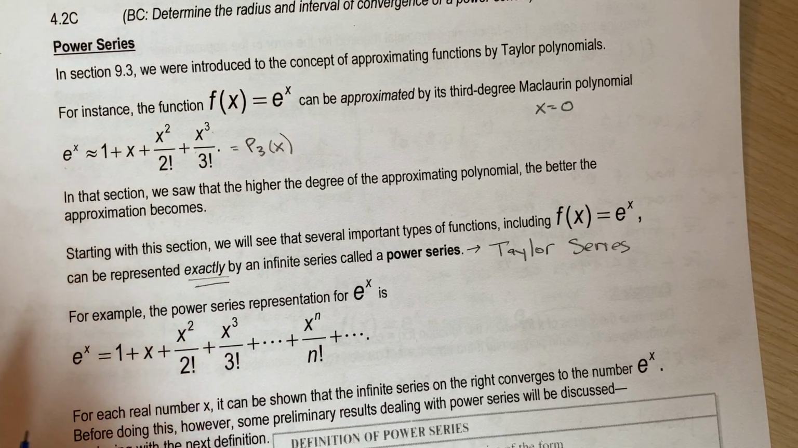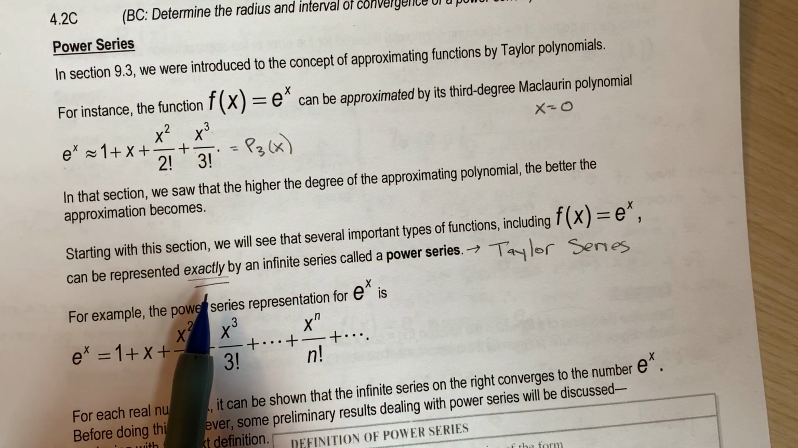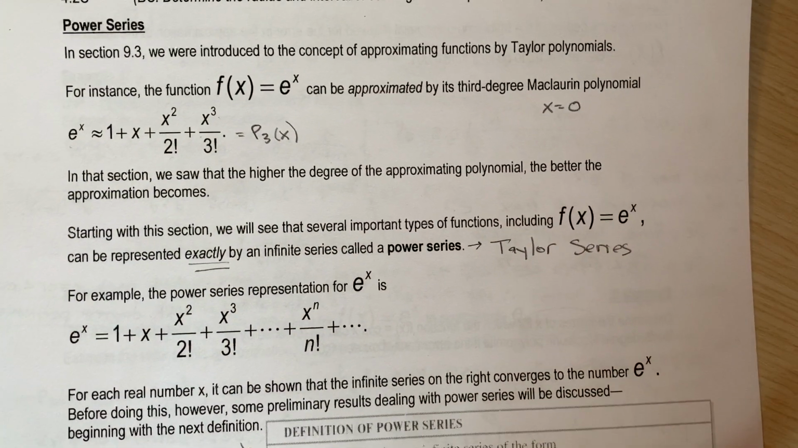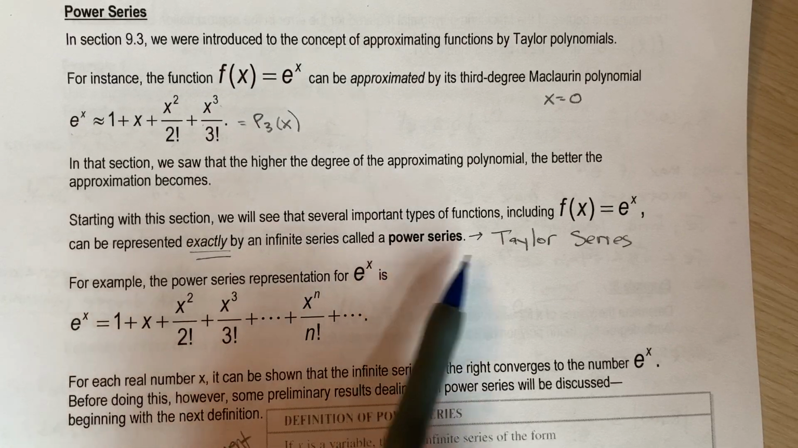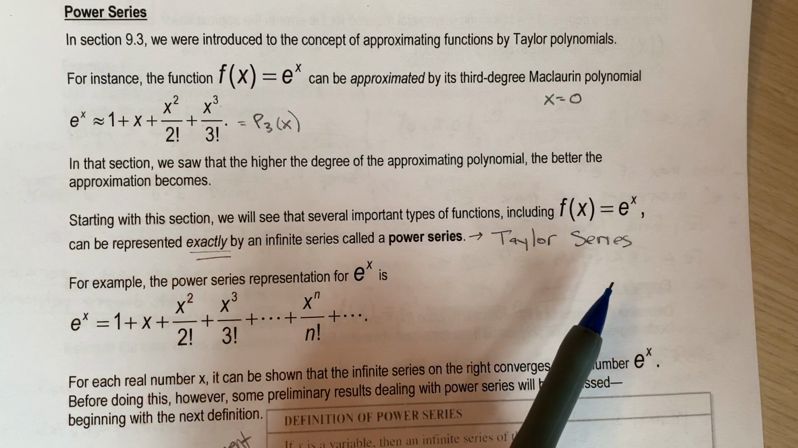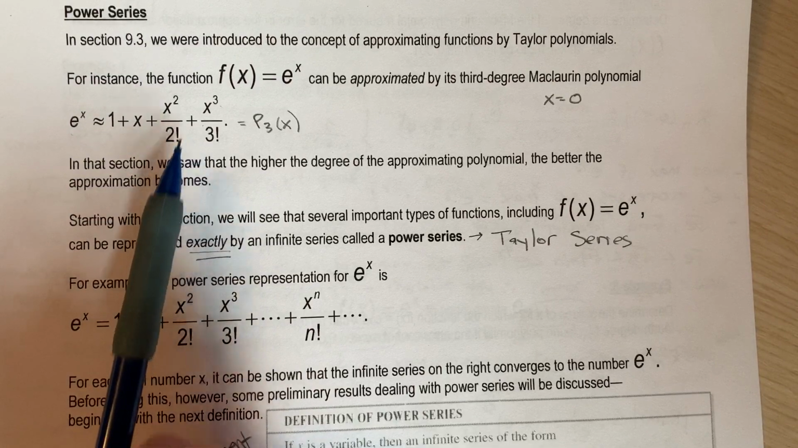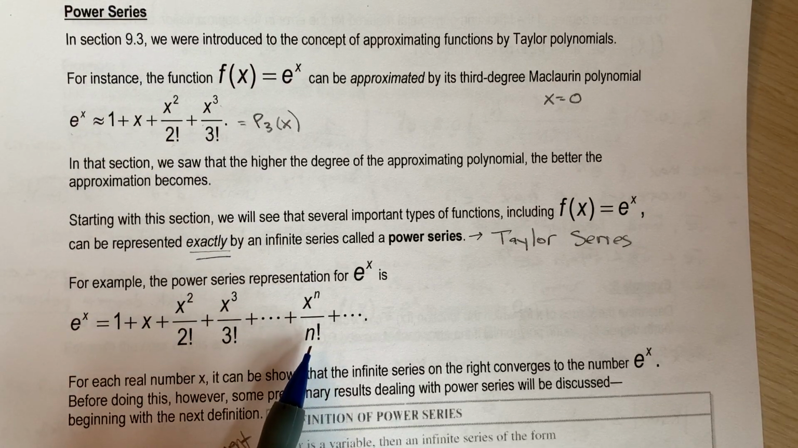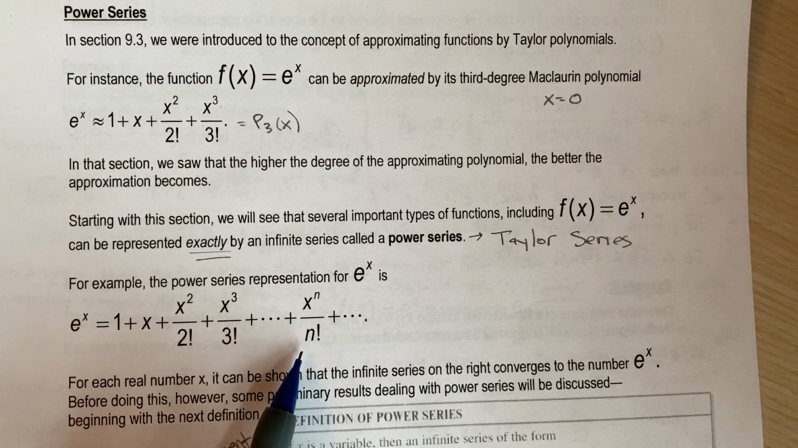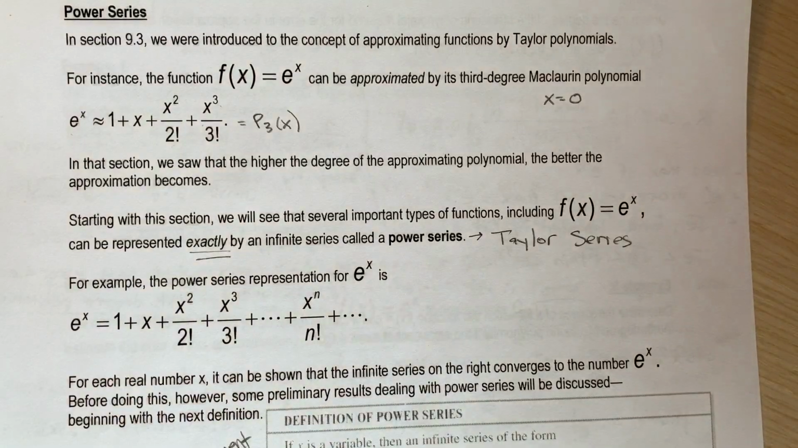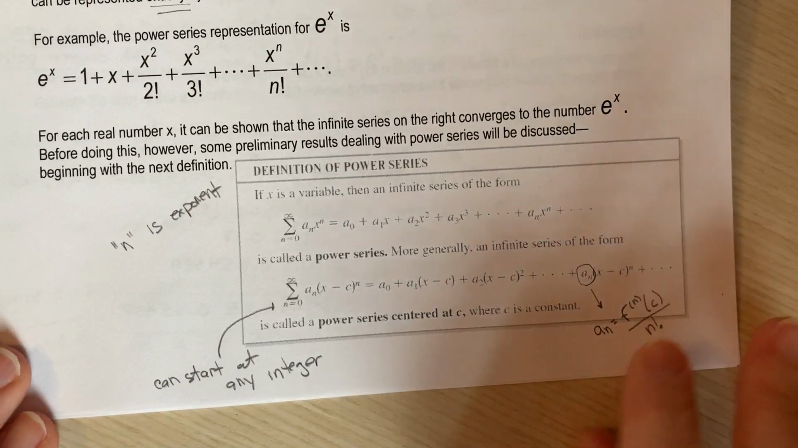Starting in this section, we see that several types of functions, including e to the x, can be represented exactly. So now they're not really calling it approximation. They're saying exactly, by representing the polynomial as a series, a Taylor series. So for example, if you take your polynomial up here and you say, hey, I'm going to go forever, which means I'm going to have an infinite number of terms in my polynomial, then it's going to be exactly the same as e to the x. So that's pretty powerful.